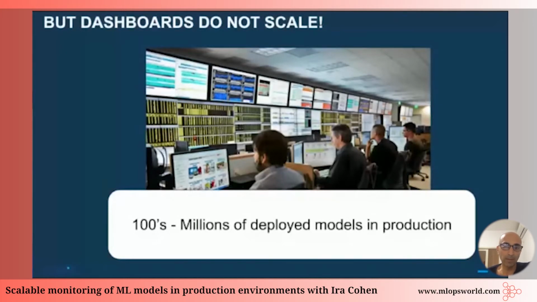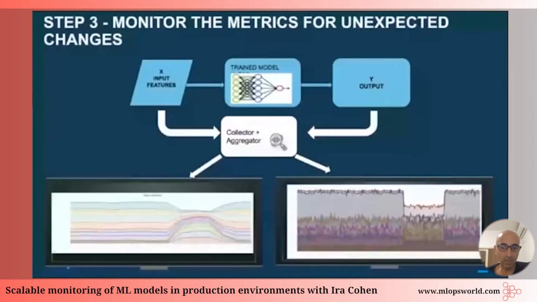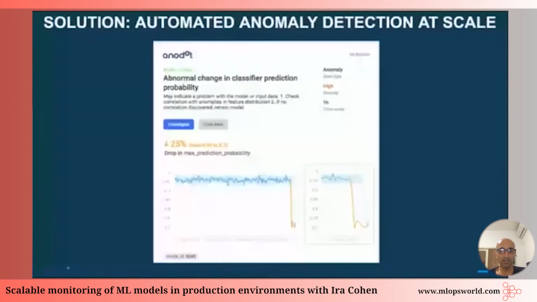So how do you actually scale, looking at things, dashboarding, to actually be alerted on any change that you should pay attention to without having to stare at dashboards all day long, because that doesn't scale. So the solution, or at least one solution that we found very useful, is to use anomaly detection, or time series anomaly detection, on those metrics that you're collecting, both at the input features and the output features.